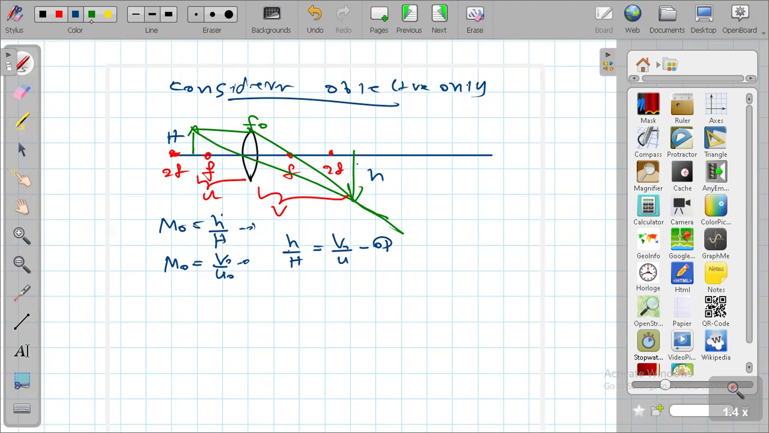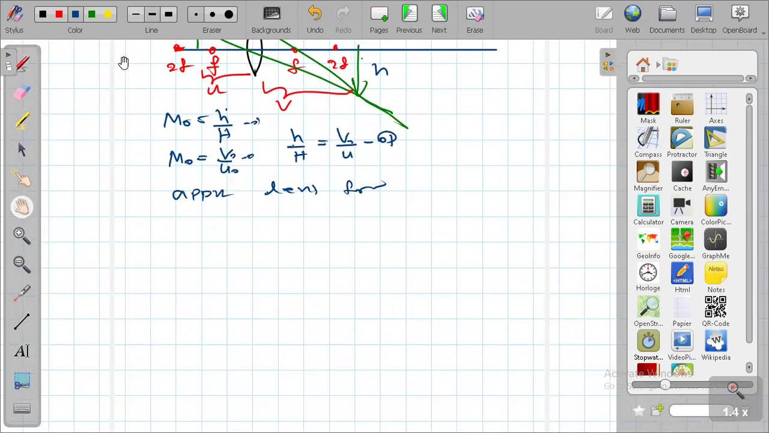Because it is hard to use heights, length is easy. The focal lengths of these two are FO and FE. So it will be really easy, applying the lens formula. Watch carefully what I do. 1 over V minus 1 over U equals 1 over F.